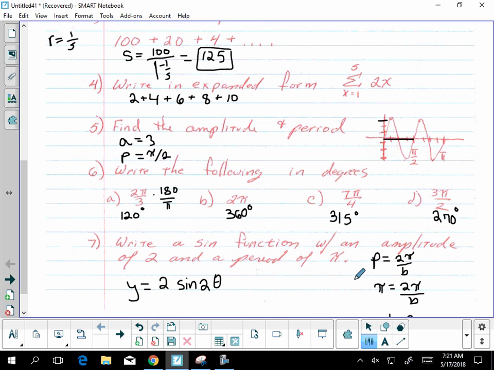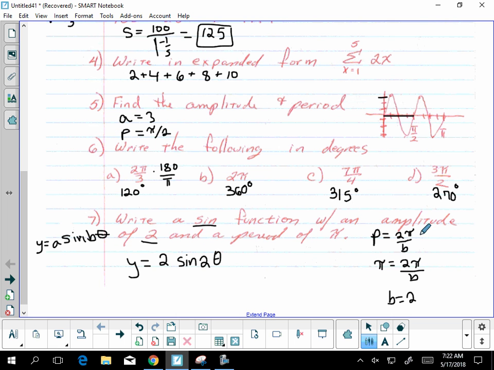On number 7, we want to write a sine function with an amplitude of 2, so a equals 2, and a period of pi. Well, they're telling us the period, they're not telling us the b. Remember, our parent function is y equals a sine b theta. So we need to know what b is. Well, period is 2 pi over b. Our period is pi, so pi equals 2 pi over b. Solve for b, and you get 2.